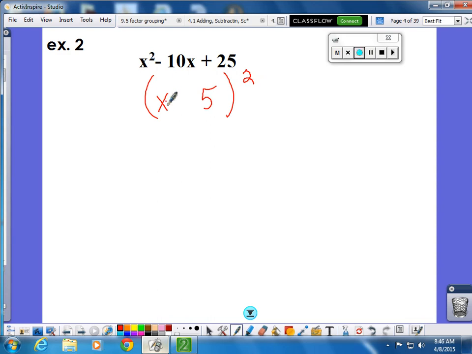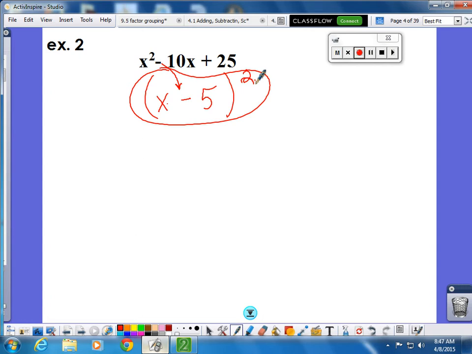What do you square to get this? And just drop them in the sign. That's it. You did all of it in your head. You determine if that's a perfect square trinomial. Once you do, you say, what do you square to get the first term? What do you square to get the last term? And drop the middle sign, binomial squared.